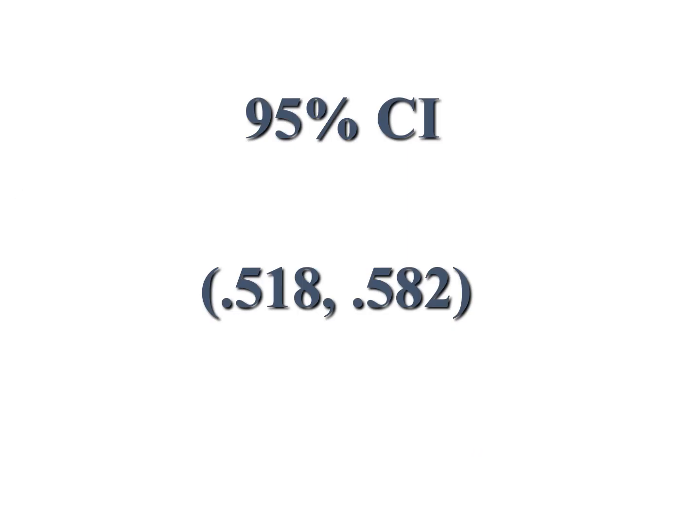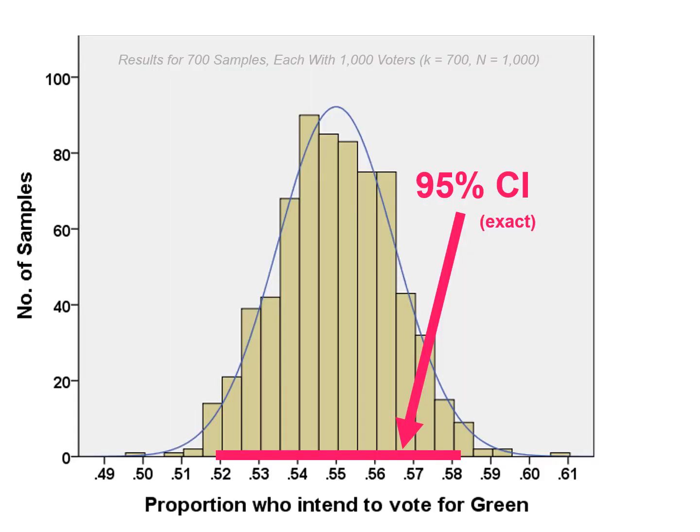So the precise 95% confidence interval is between 0.518 and 0.582. This tells us that if 55% of the population plan to vote for green, and the pollsters conduct surveys of 1,000 people, we can expect those samples to fall between 0.518 and 0.582, 95% of the time.